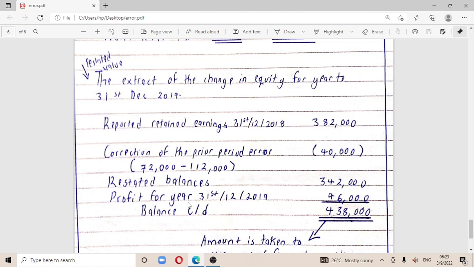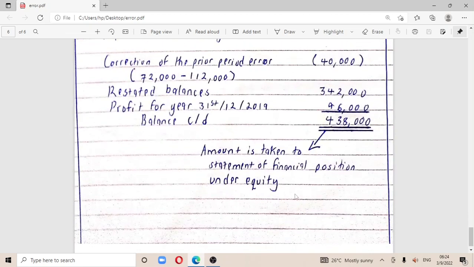Which is 342,000, and then the profit for the year to 31st December 2019 is going to be 96,000, and then the balance carried down is going to be 438,000. So I get this restated balance, then I add the profit for the year 2019. This amount is taken to the statement of financial position under equity.